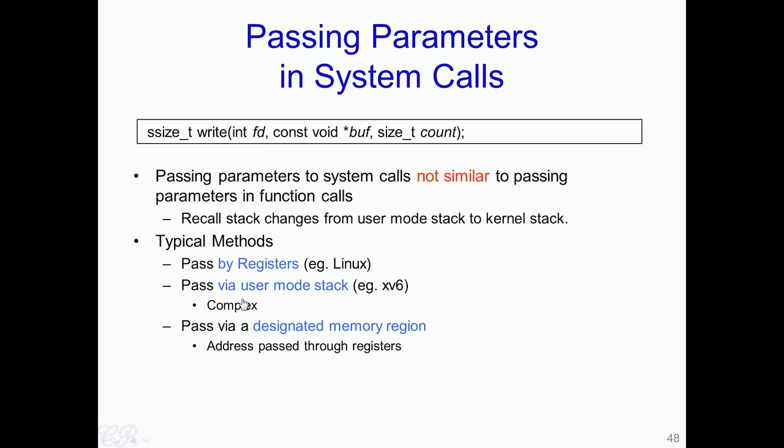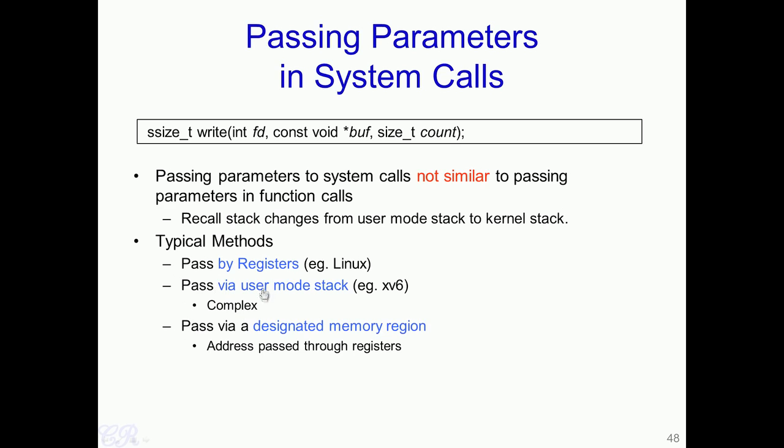The second way is by passing through the user mode stack, which is done in xv6, and the third way is by passing through a designated memory region. In this particular case, in the user process itself, a designated region, most likely in the heap, would be used to save the various parameters that need to be passed to the system call, and the address of this region in the heap is passed through the registers.